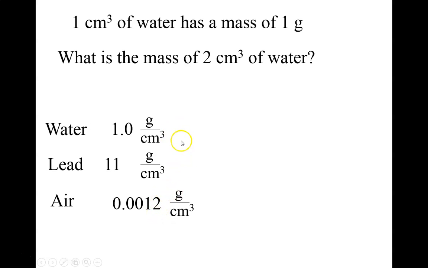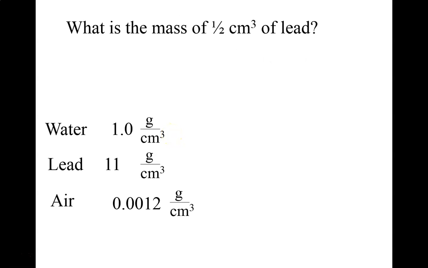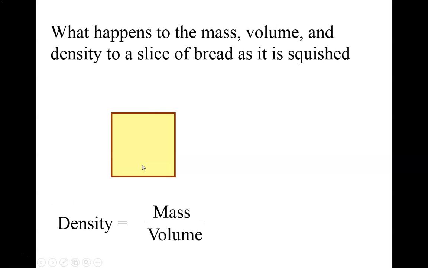If I asked you a question like, what would be the mass of 2 centimeters cubed of water? Well, you'd say each centimeter cubed has a mass of 1, and I've got 2 centimeters cubed, so I'd have a mass of 2 grams. What about half a centimeter cubed of lead? Well, each centimeter cubed is 11 grams. I've got half a centimeter cubed, so it'd be 5.5 grams. I'm pretty sure there's a test question along these lines.